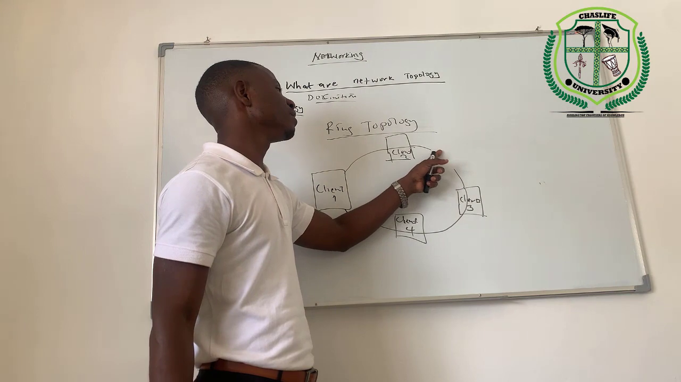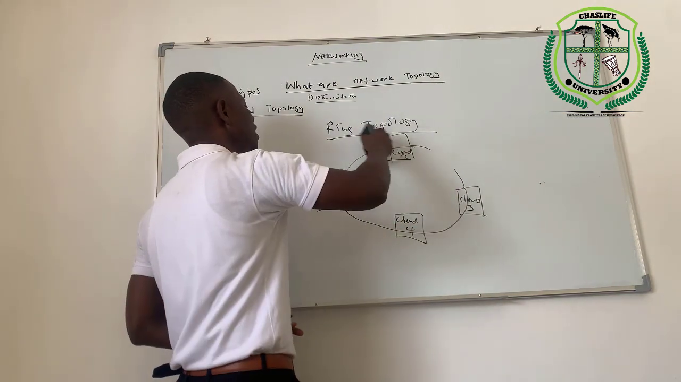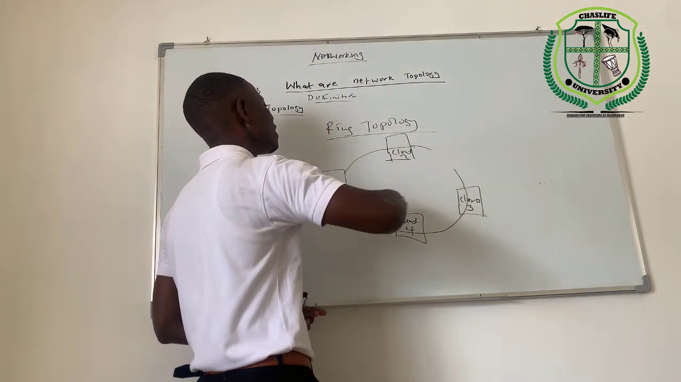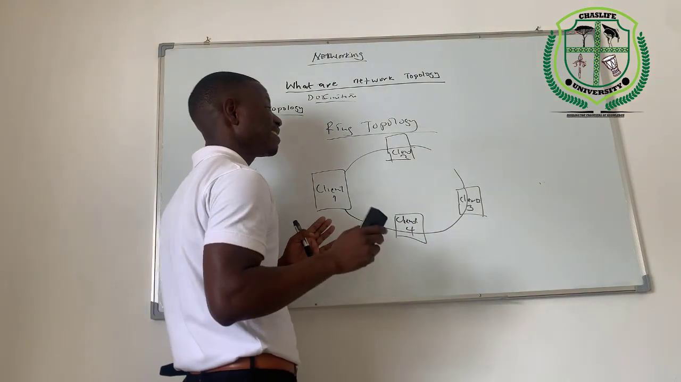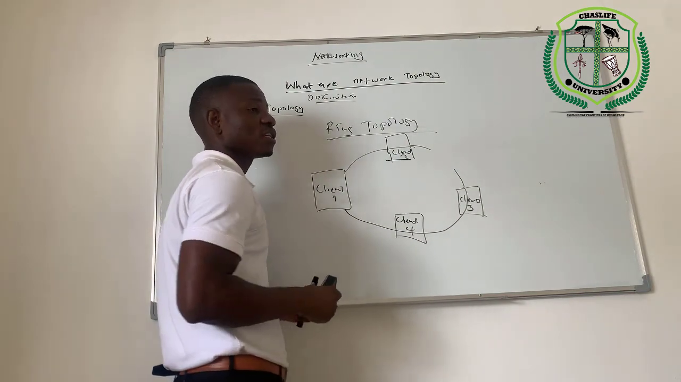If this cable is interrupted, everything within the network is also affected. So that is the disadvantage of star topology. Okay, so you are able to see the diagram.